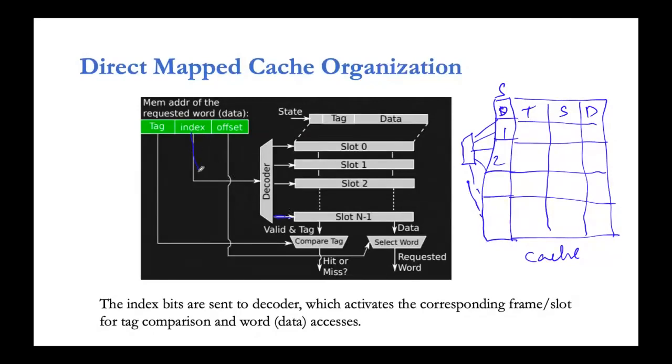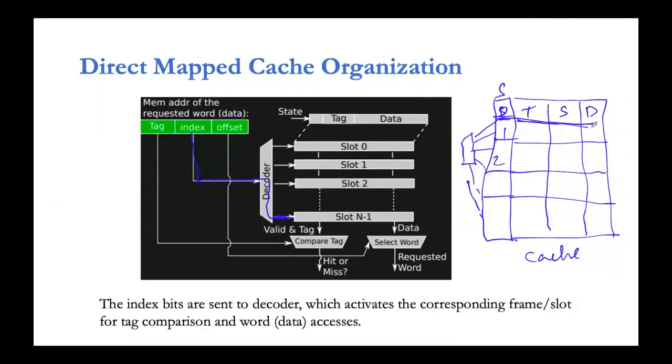The decoder will select the valid tag based on this input. The decoder will select the valid index, which means the valid slot is selected. Once the valid slot is selected, in that slot you will have these three fields, right? The state field, the tag field, and the data field.